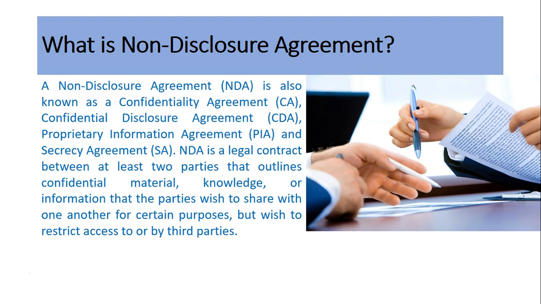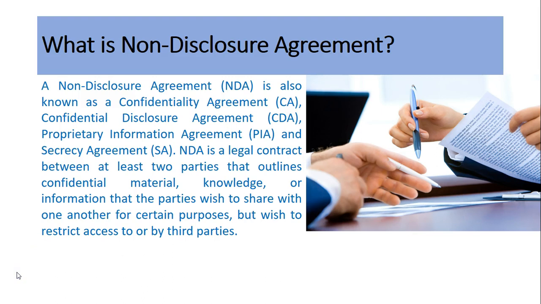non-disclosure agreement is. A non-disclosure agreement is also called a confidentiality agreement, confidential disclosure agreement, proprietary information agreement, and secrecy agreement. A non-disclosure agreement is a kind of contract through which the parties agree not to disclose information covered by it. It creates a confidential relationship between the parties to protect any type of confidential information.